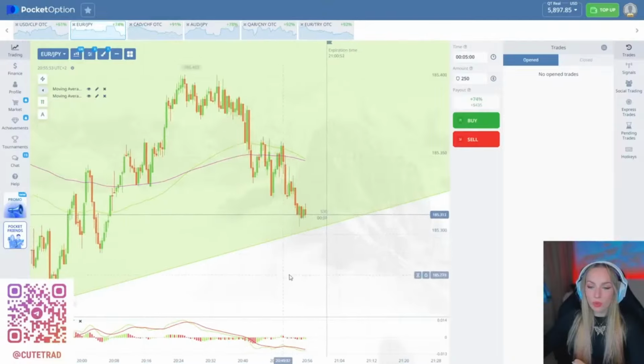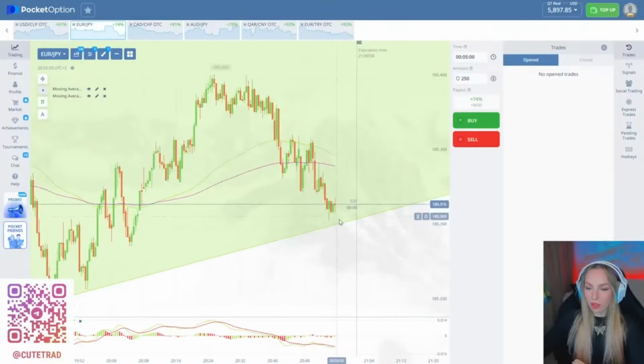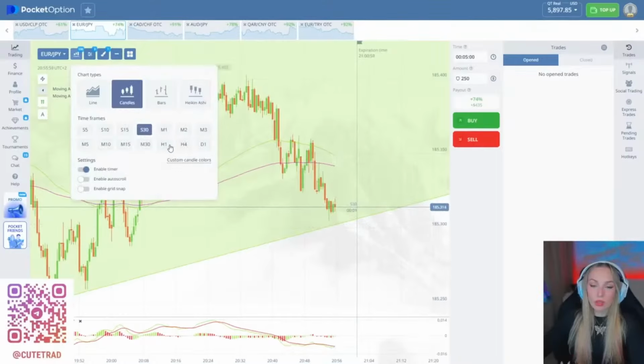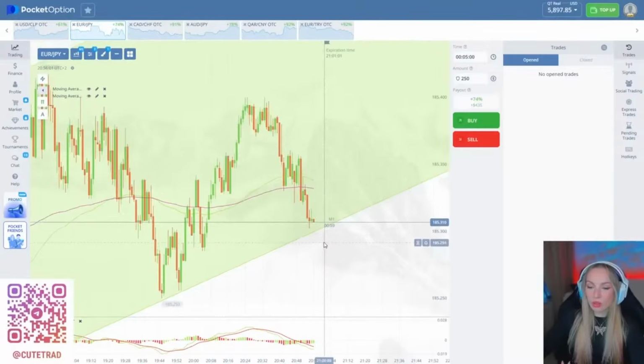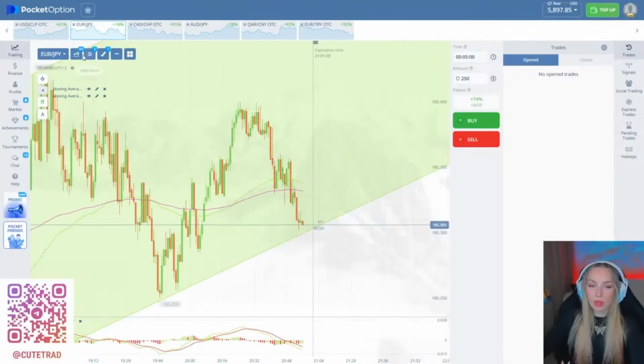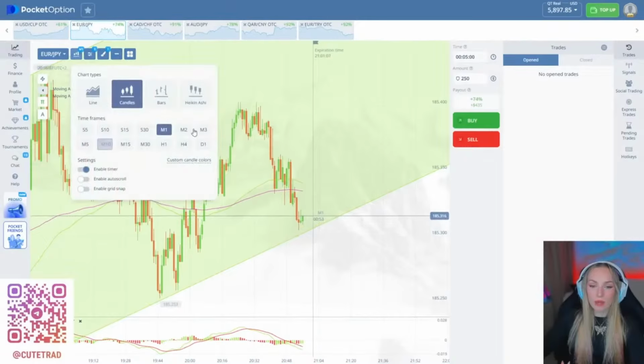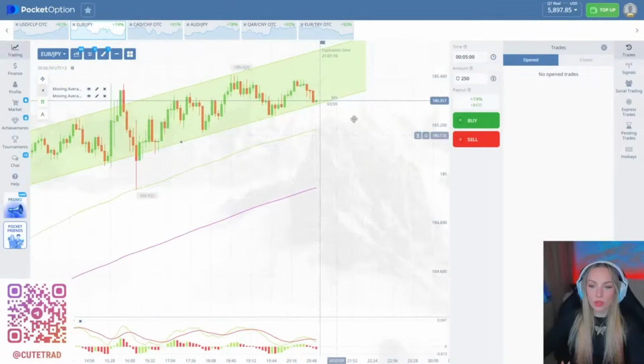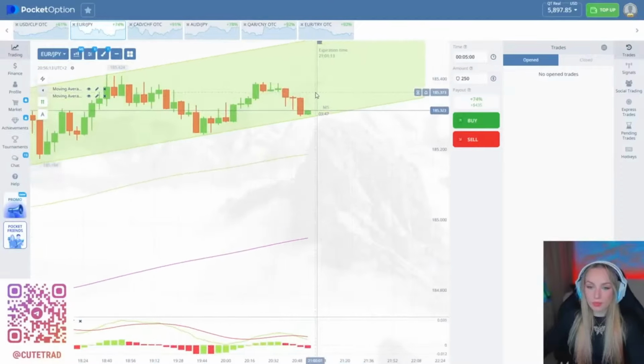Oh, Euro GPY, look, it actually almost touches the support, so I think soon in a couple of minutes we can open here the trade in the upward direction. Euro GPY, I think we can take advantage of this chart. I think actually we already opened here the trades.